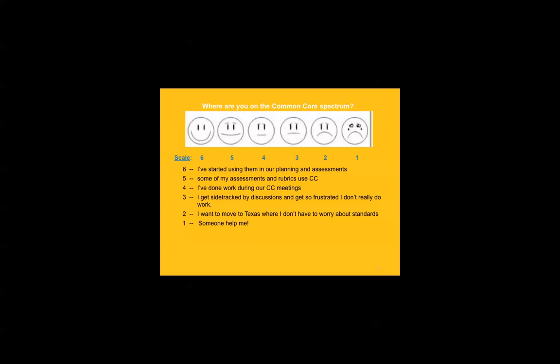So, in the context of the curriculum and where we're at in the spectrum of things, I put this up here and I'm thinking about okay, where are we? Have you used them in your planning? Are you developing assessments with Common Core in mind? Maybe you've started utilizing rubrics. You've gone to some meetings. Heck, you don't even know where they are. You want to go to Texas where they don't have these power standards.